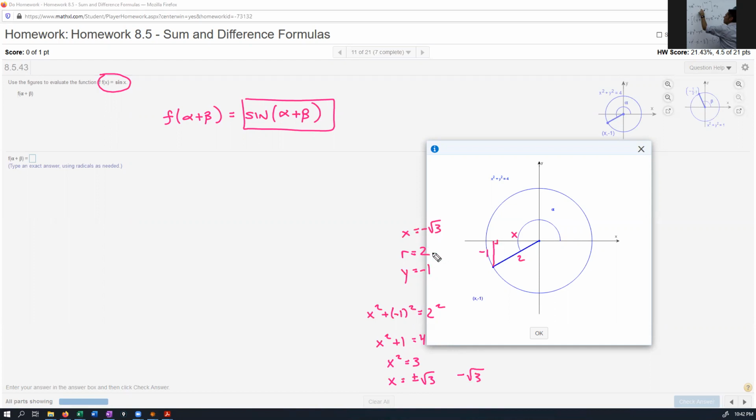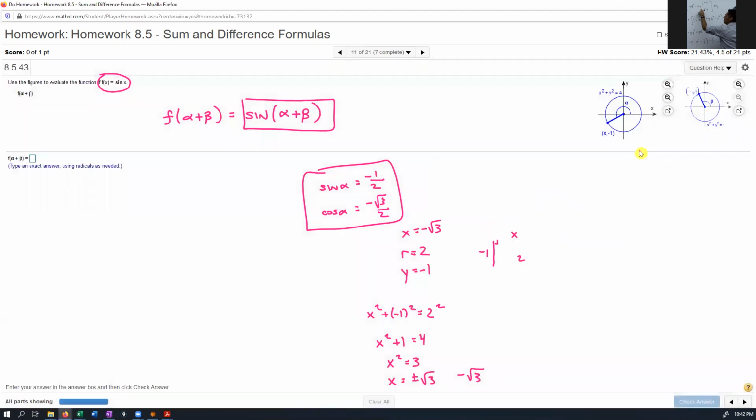Okay, so once we know this, we know everything we need to know about alpha. We know that sine of alpha will be the y coordinate over the radius. We know that cosine of alpha will be the x coordinate over the radius. And so now we can figure this out using the sum formula, but we now need to know what's going on with beta. So we bring up the other picture.